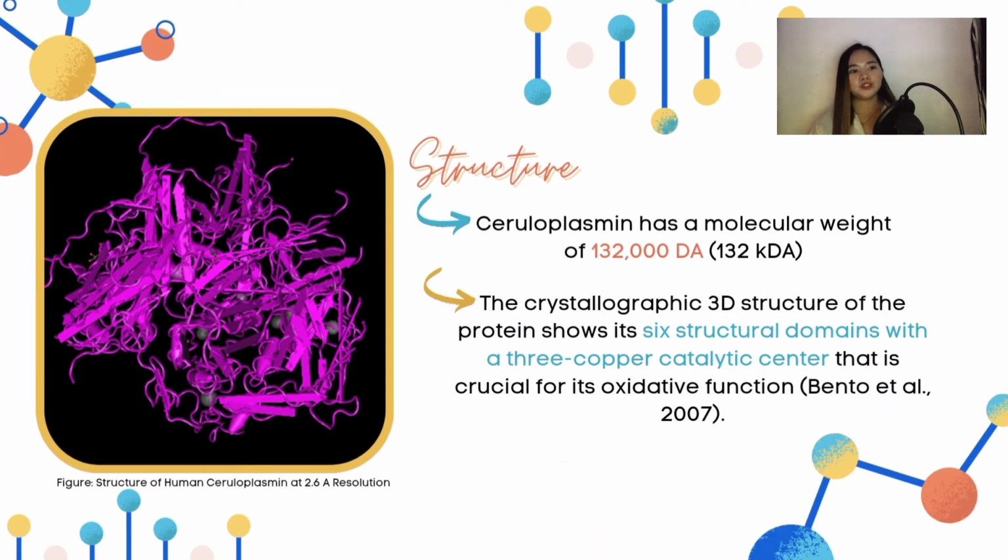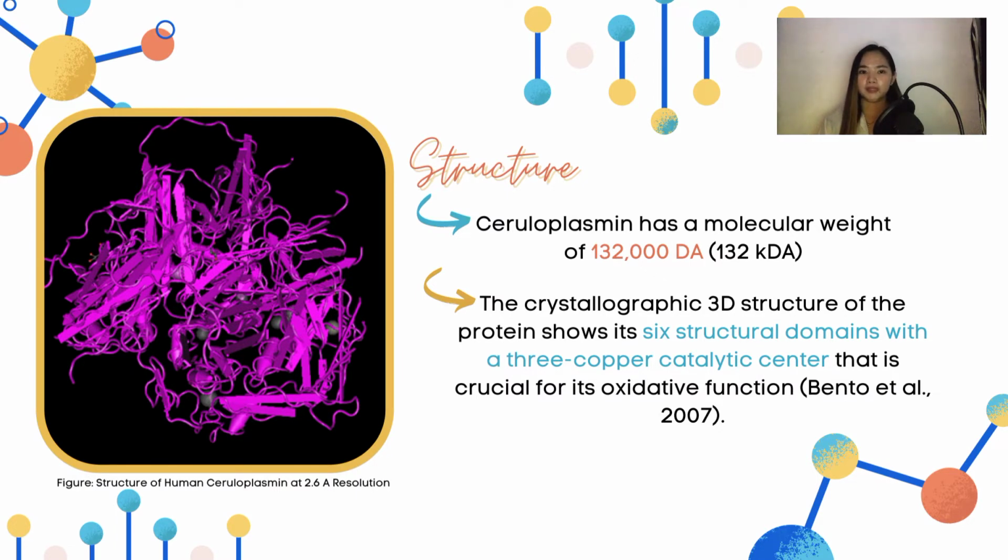When it comes to the structure of ceruloplasmin, it has a molecular weight of 132,000 Dalton and has a polypeptide chain of 1,046 amino acids and 3 asparagine-linked oligosaccharides with a total carbohydrate content of 10%. The crystallographic 3D structure of the protein shows its 6 structural domains with a 3-copper catalytic center that is crucial for its oxidative function.